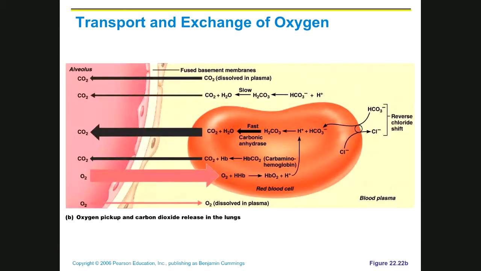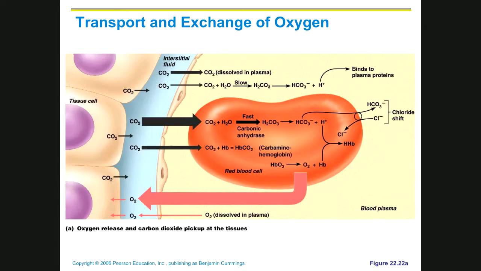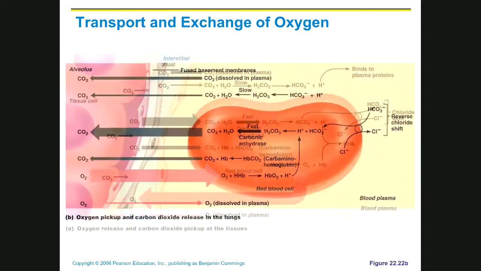So again, partial pressure of oxygen of about 100, partial pressure of oxygen over here of about 40. So oxygen is going to diffuse this way. Some's going to dissolve. Some's going to bind to hemoglobin. And then that blood is going to go to the tissues. And so when we get to the tissues, again, we're going to get internal respiration. Over here, the partial pressure of oxygen is about 40. Here, it's about 100. And so oxygen is going to diffuse down its gradient. And then it's going to happen again, and again, and again.